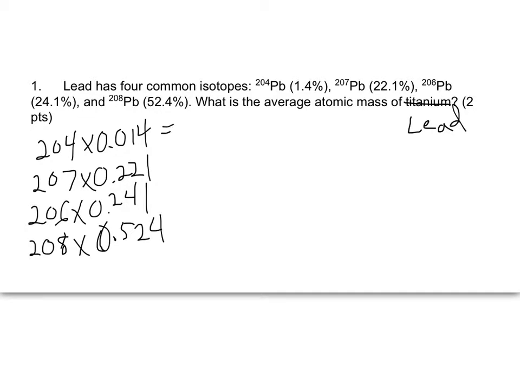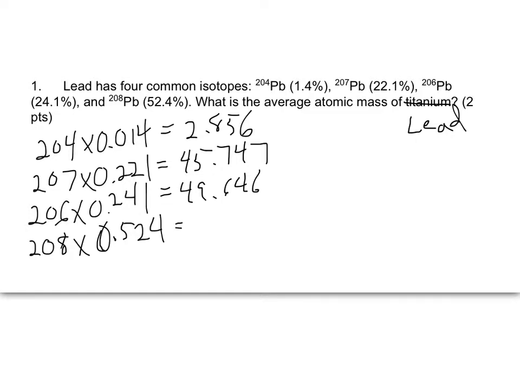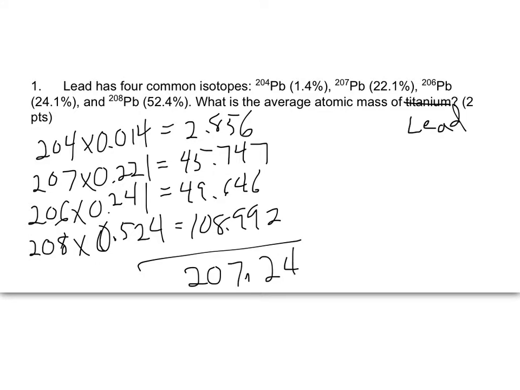Then we get what's called the mass contribution for each isotope. So the first one contributes 2.856, the second one contributes 45.747, the third one 49.646, and then the last one is 108.992. So you add those all up and you get a mass of 207.241.